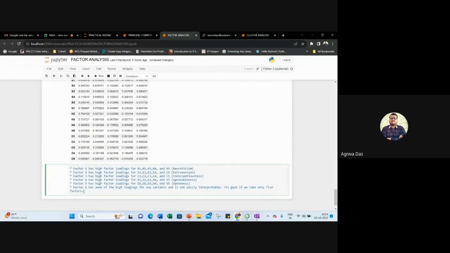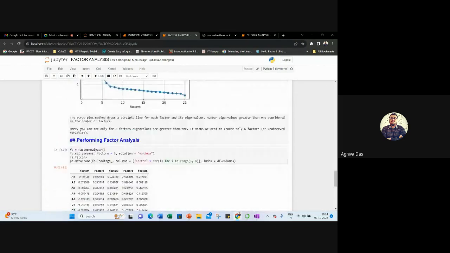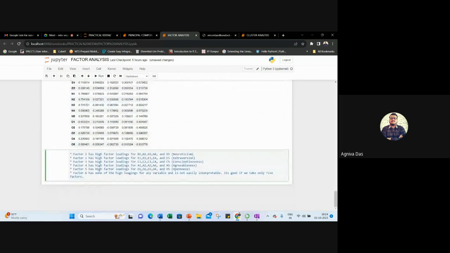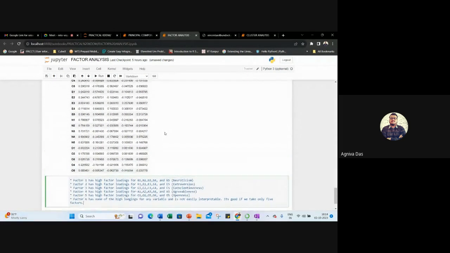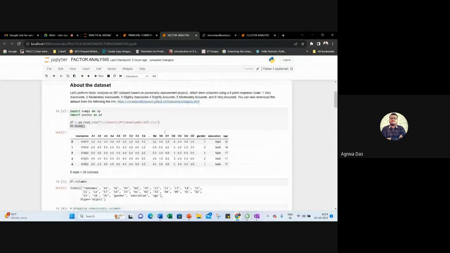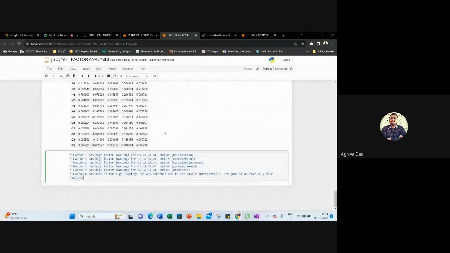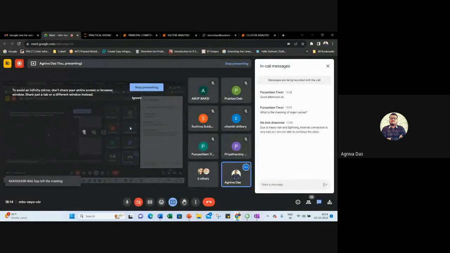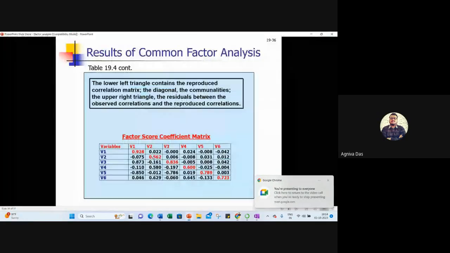Right. So this was all about factor analysis. The main thing here is the loadings plot, as you can see, and this is where all this interpretation comes from. Okay, any queries regarding factor analysis?